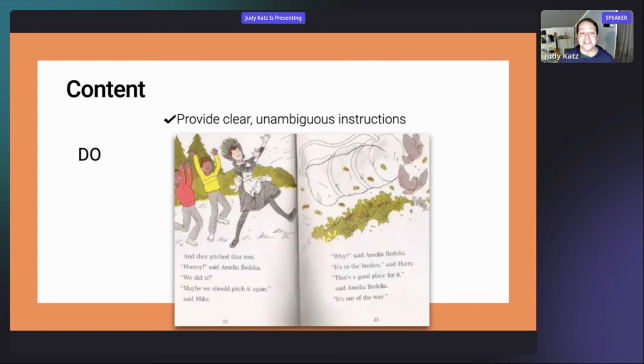And they pitched the tent. You can see that she just threw the tent. Hooray, said Amelia Bedelia. We did it. Neurotypical coded character. Maybe we should pitch it again, said Mike.